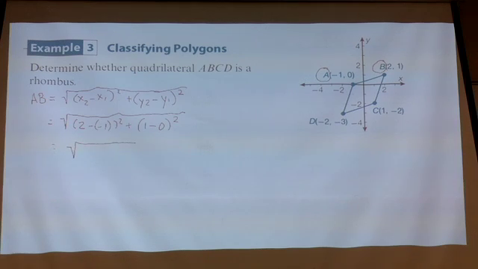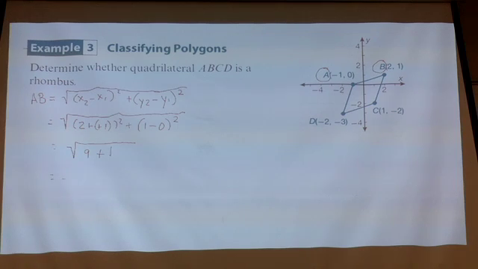All right. Remember to add the opposite. So 2 plus 1 is equal to 3, and 3 squared is equal to 9. And then 1 minus 0 is equal to 1, and 1 squared is equal to 1.